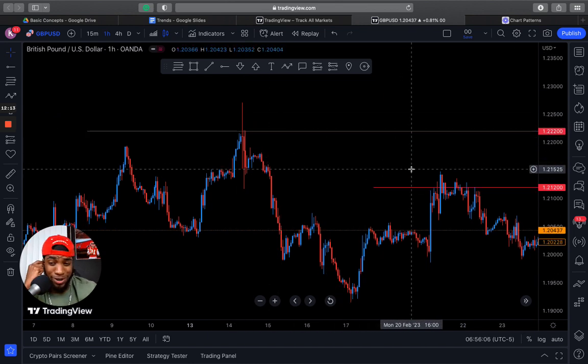We see it came to this whole point level and just rejected. And I could have saved this for another video, so I'm probably just going to make this a whole video on identifying market structure and support and resistance.